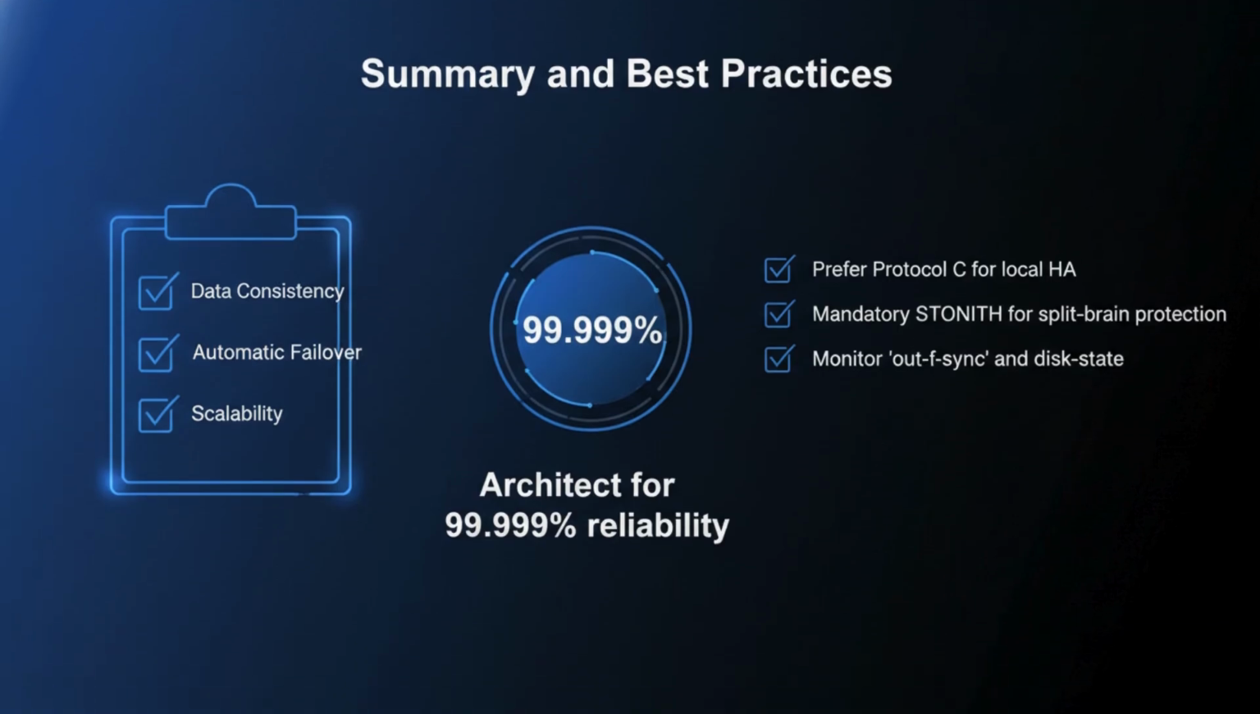We have covered the architectural depths of DRBD, from kernel integration to complex multi-node topologies. As you design your high-availability systems, remember 3 things. Always prioritize Protocol C for local clusters to ensure zero data loss. Implement robust fencing using STONITH to protect against split-brain scenarios. And finally, always monitor your out-of-sync metrics to ensure your network bandwidth is keeping up with your write load.